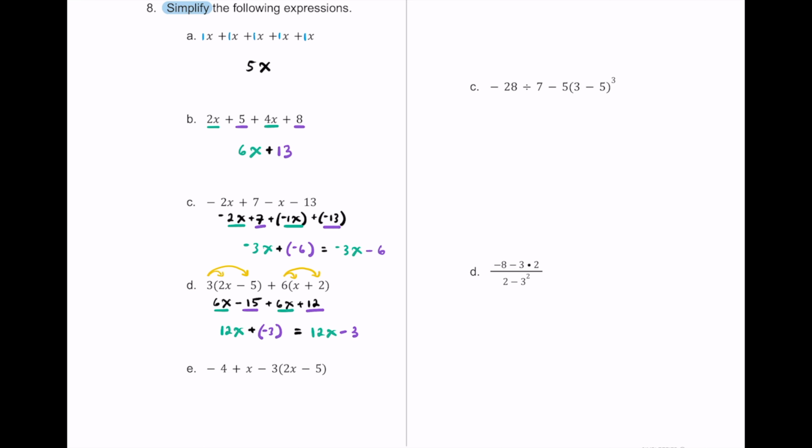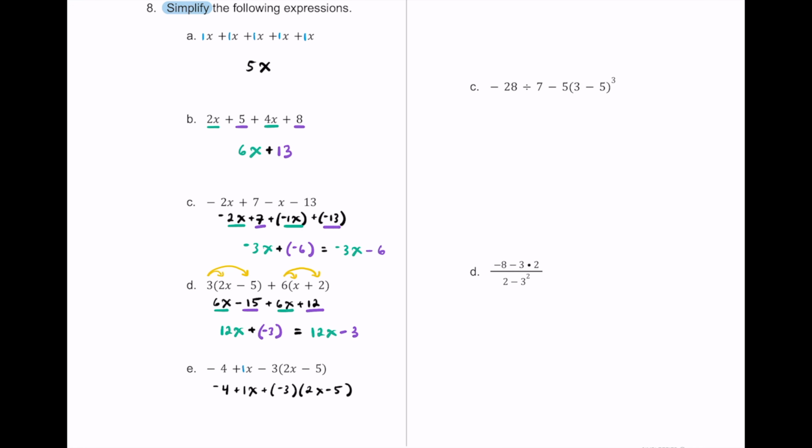For e, we have negative 4 plus x. I'm going to say this is plus a 1x. And then we have this minus 3 times the quantity of 2x minus 5. Now I would just be careful of this minus sign right away. Again, this might be helpful just to rewrite this. So negative 4 plus 1x. And instead of writing minus 3, let's write plus a negative 3. And then that's going to be times the quantity of 2x minus 5.